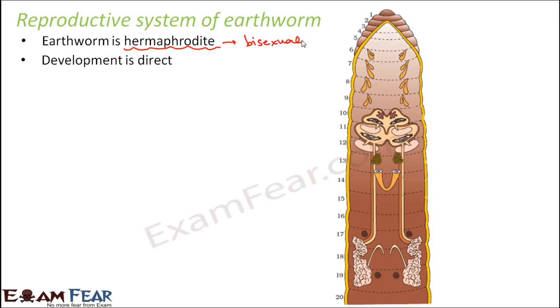Development is direct. What do we mean by direct development? Once the new baby is born, the new worm is born, it is a little earthworm which is born. So that is known as direct development, because there are many organisms where there is an intermediate state between that organism which is formed and the adult. But in case of earthworm, it is not like that. An adult earthworm gives birth to a baby earthworm. So there is no other stage involved. So that is why we say that development is direct.